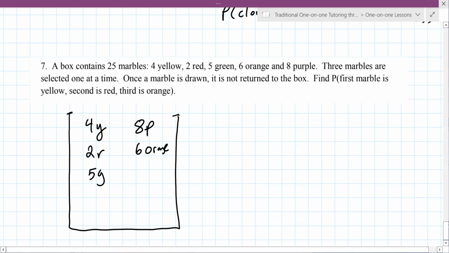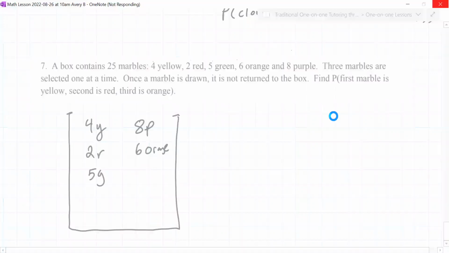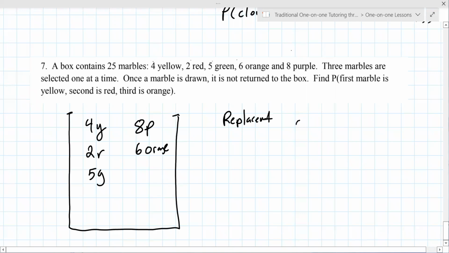So here you go. We got a box containing 25 marbles. Sometimes it's good just to add them up: 4 + 2 + 5 + 6 + 8, and see if it actually does add up to 25, and it does. Now the first thing you have to know is whether there's replacement or no replacement. And the words are sort of self-defined, but I'll just say it anyway.